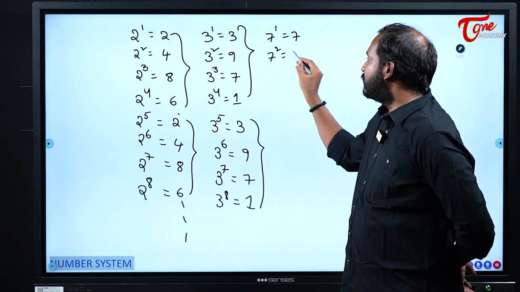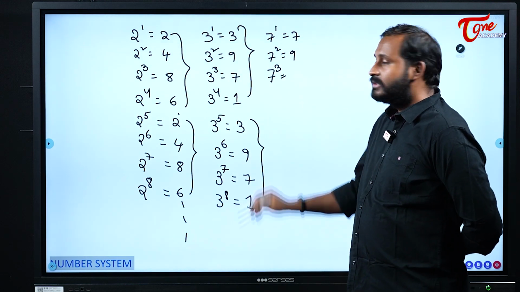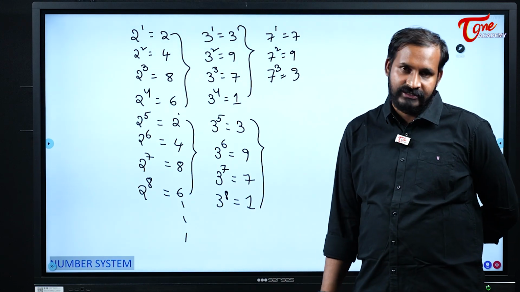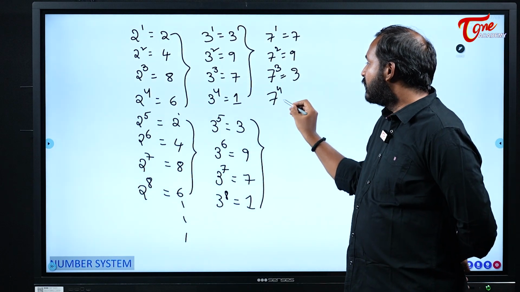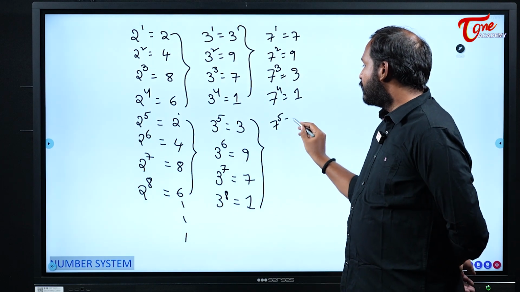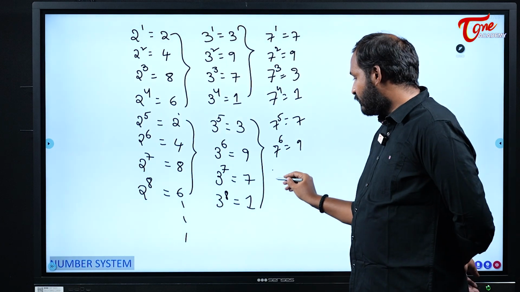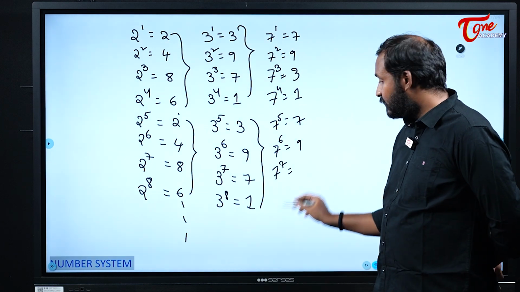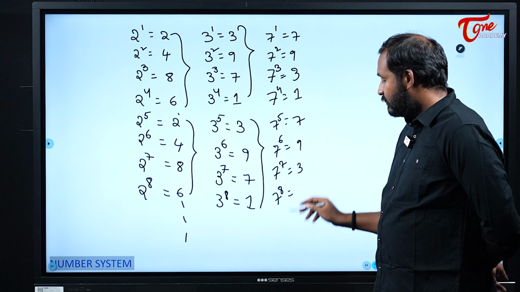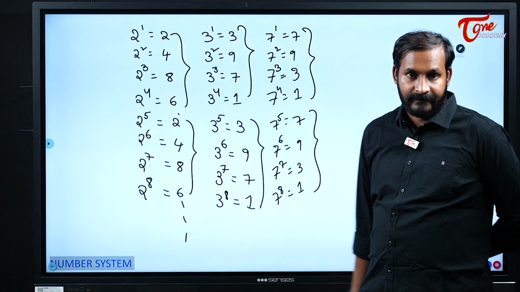And similarly, for 7, 7 to the power of 1 is 7. 7 square is 49, units digit is 9. Okay. 7 cube is 343, units digit is 3, or else 7 9s are 63, unit digit is 3. Next, 7 to the power of 4, 7 into 3, 21. Units digit is 1. Next, 7 to the power of 5, 7. 7 to the power of 6, 7 7s are 49, unit digit is 9. 7 to the power of 7, 7 9s are 63, units digit is 3. 7 to the power of 8, 3 7s are 21, units digit is 1. If you observe, 7931, 7931 is repeating.